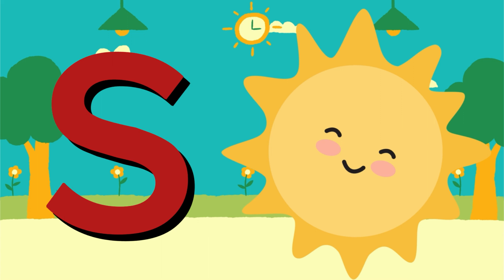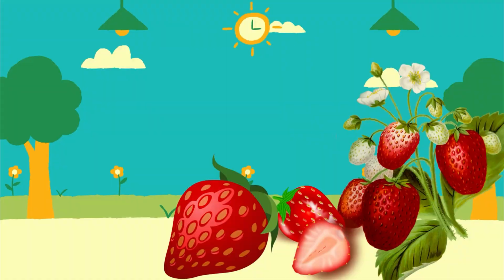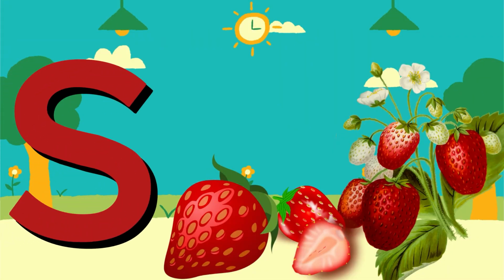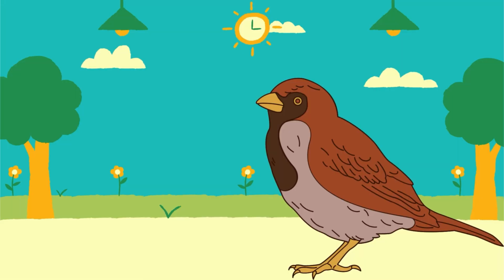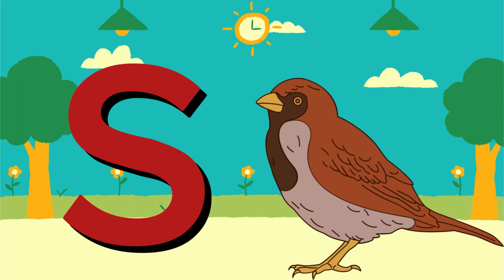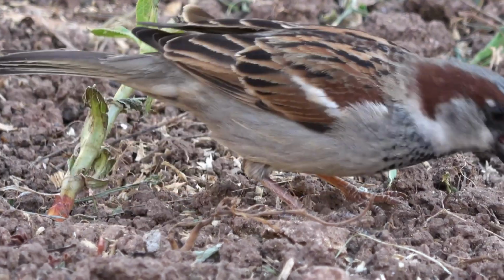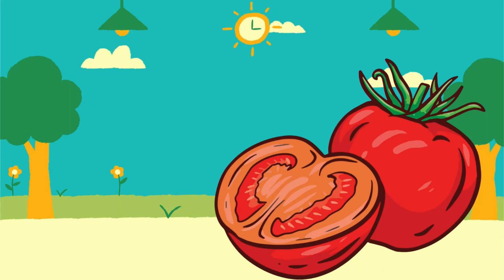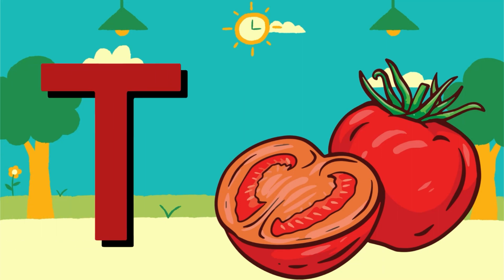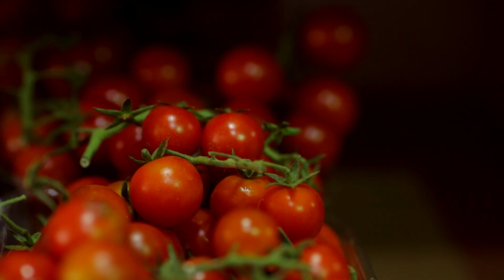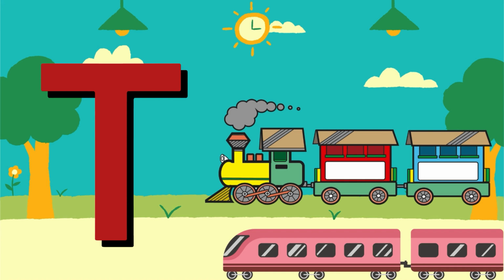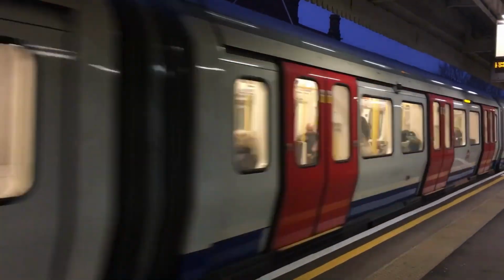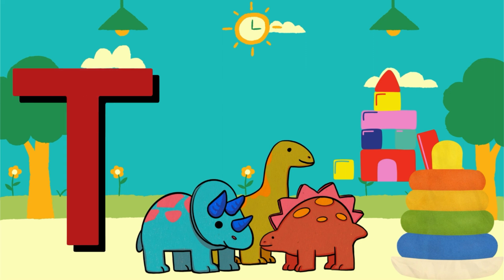S for sun. S for strawberry. S for sparrow. T for tomato. T for train. T for toys.